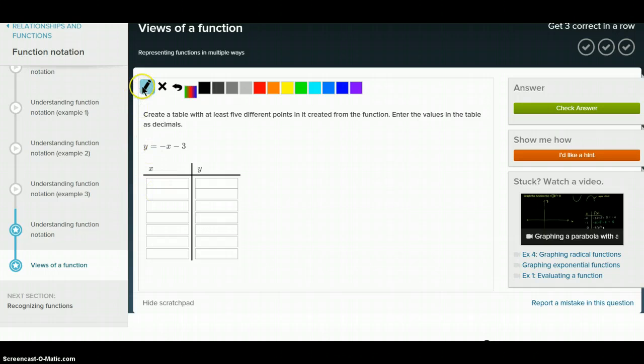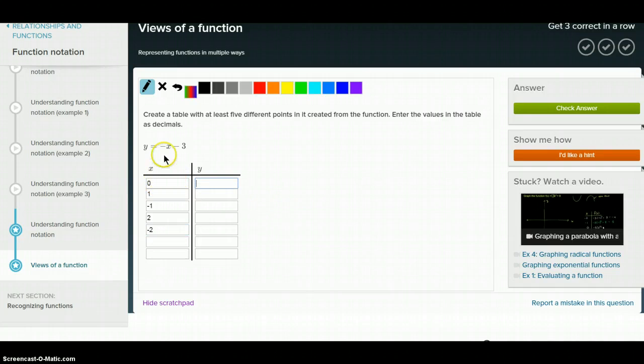We can just create any points on here that we want. So let's start with something easy. Let's say that x is 0. We're going to pick some points, and then we're going to find the y value. So let's do x is 0, x is 1, x is negative 1, x is 2 and negative 2. That should be enough points.